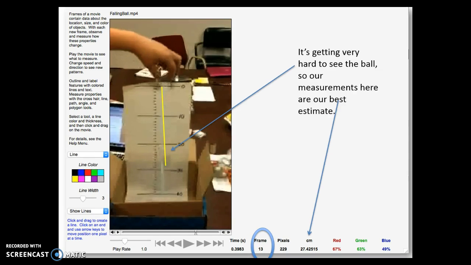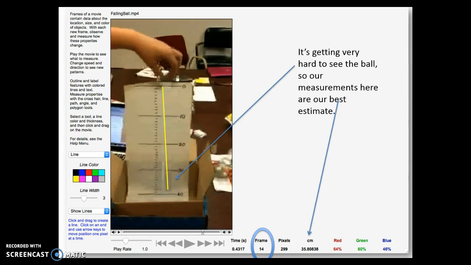Frame 13, and remember, we're trying to measure distance by seeing the center of the ball. They're approximating this, so there's going to be some error here. We cannot even tell where the center of the ball is right now. We're guessing. Here's frame 14. Okay, here it's almost to the bottom, and so there's going to be some error. We're not going to get perfect results, but we need to figure out if this gravity is speeding up, staying the same speed, or slowing down. What is it doing?